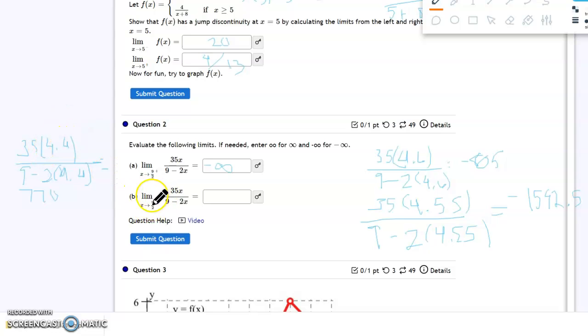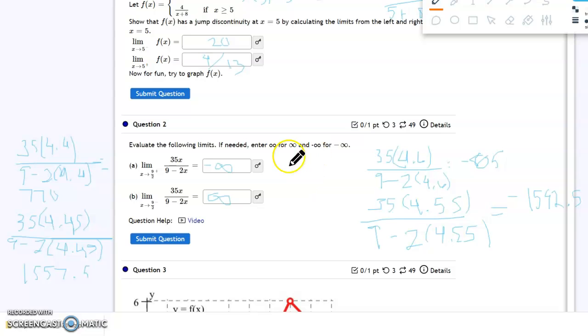So if I get a little bit closer to 4.5 than 4.4, I could do 4.45. So if I stick that in, and let my calculator do the work here, I get 1557.5. So notice it's getting bigger in the positive direction, so we can tell that it's going upward, so we would expect this one to be infinity.